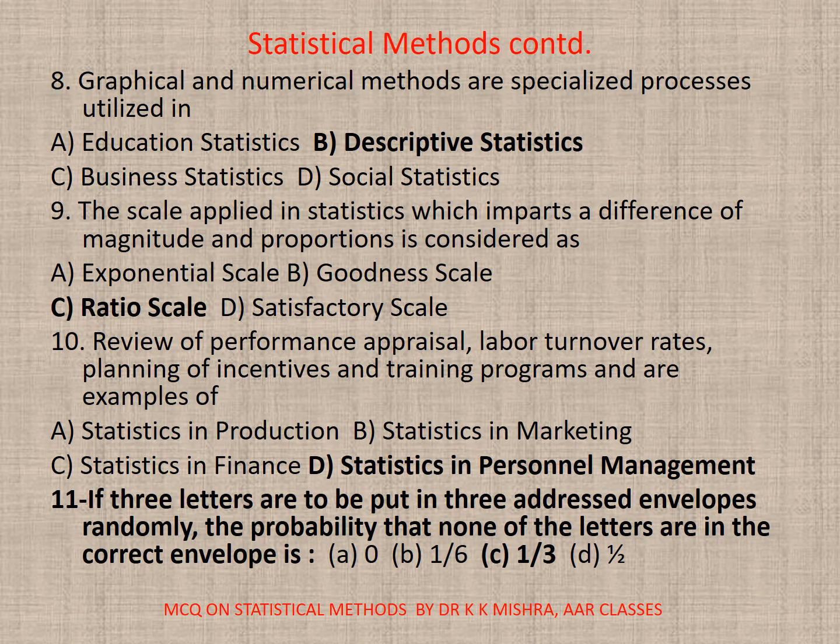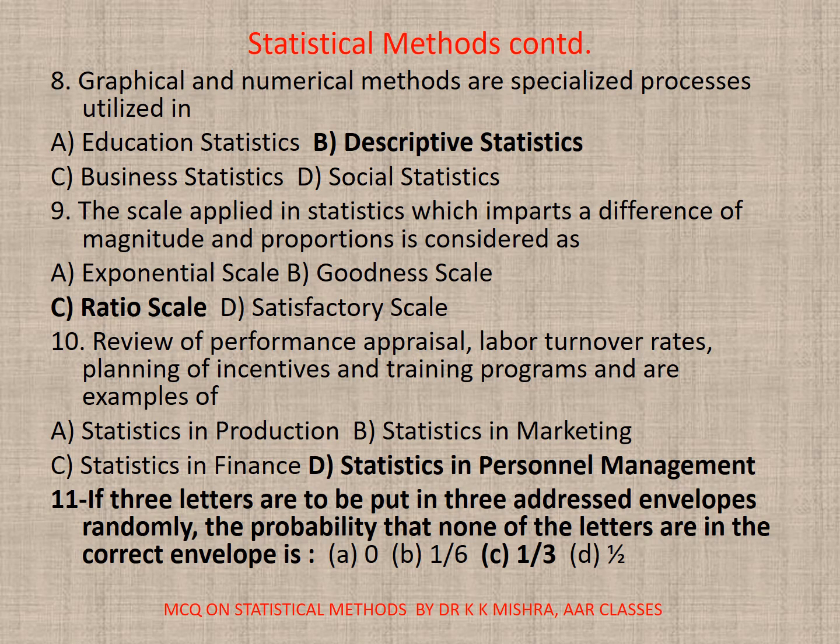9. The scale applied in statistics, which imparts a difference of magnitude and proportions, is considered as A. Exponential scale, B. Goodness scale, C. Ratio scale, D. Satisfactory scale. Correct option is C. Ratio scale.